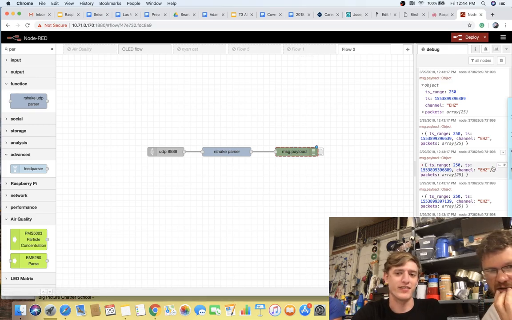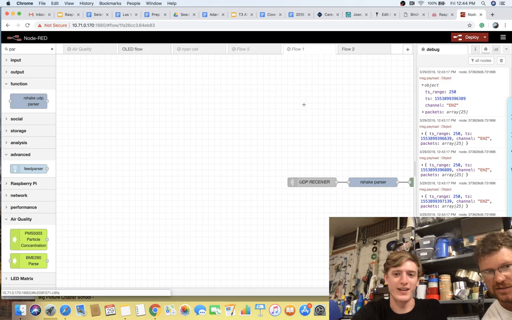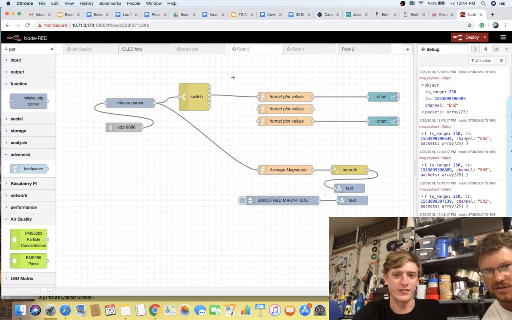So if we tried to graph this, we couldn't, because it's an object which has all this data inside it. Oh, right. What we want is to get some numbers out of this. Got it. Some average numbers or something. Yeah. So if we come back to our other flow here, you can get these function nodes off of the tutorial. Okay, I see. So this is a function node we made, which is the average magnitude.